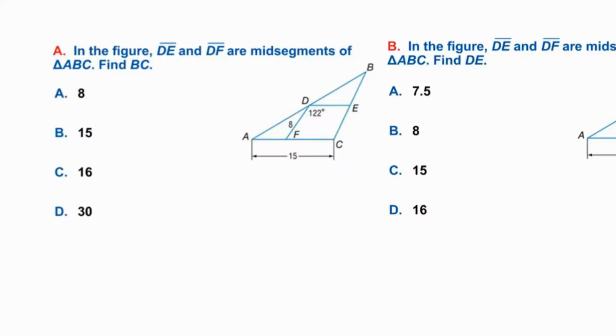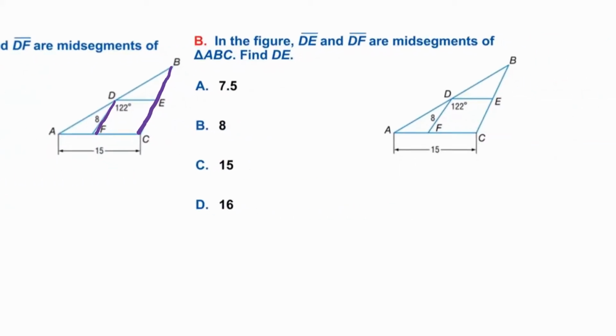In the next problem, we want to find the length of BC. So we want to find this length here. This length is a midsegment. BC is twice the amount of DF, so BC would be 16. In the next problem, we want to find the length of DE. DE is a midsegment and is parallel to AC. DE is half of 15, which would be 7.5.